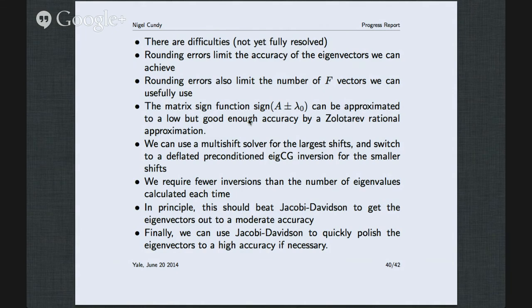So in principle, this should beat Jacobi-Davidson to get the eigenvalues out to a moderate accuracy. And if necessary, you can use Jacobi-Davidson to polish them if they haven't quite come out to the required accuracy.